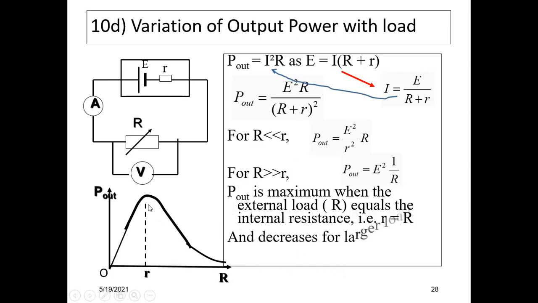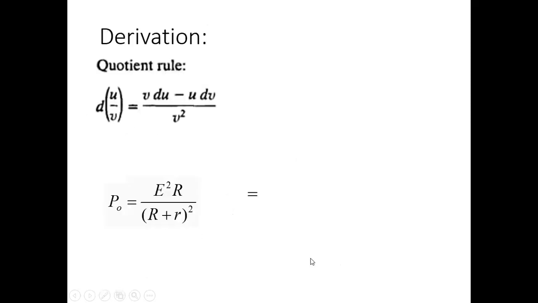And then it's maximum where R equals r, where the external load equals the internal resistance. And for our load greater than r, the power output decreases. We can derive that, that is the derivation. Okay, that's the equation that we have got previously. So we can replace this one with our U, that one with our V.